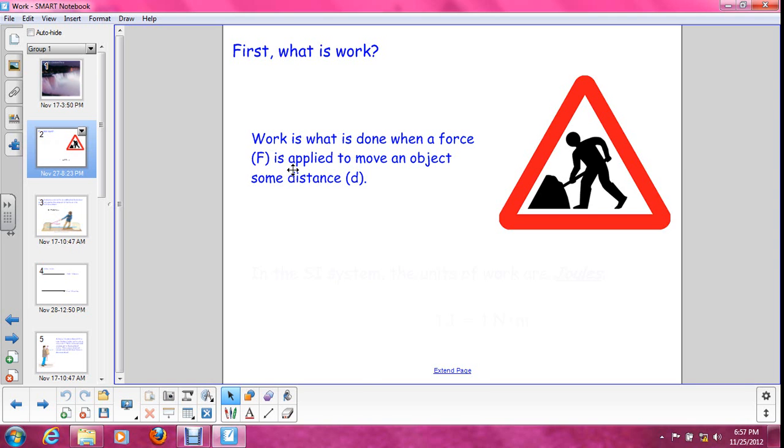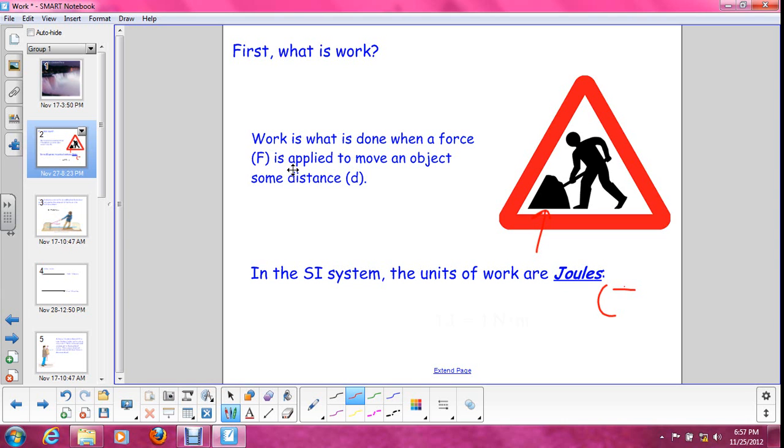So if we have a big old pile of coal over here that this guy is moving, he is applying a force with his shovel to move that coal some distance. He is physically doing work. The units of work are something called joules, and we abbreviate the joule with a capital J.